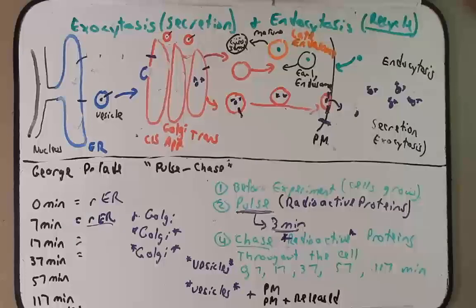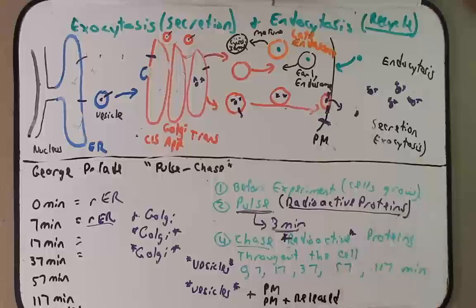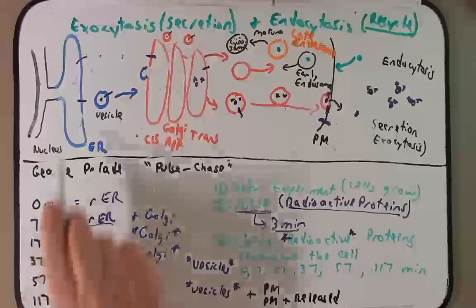So again, I'm going to walk through this one more time. This experiment is done by taking your cells and radioactively labeling the proteins for 3 minutes. As the proteins are being made, they're going to enter the ER, the rough ER.